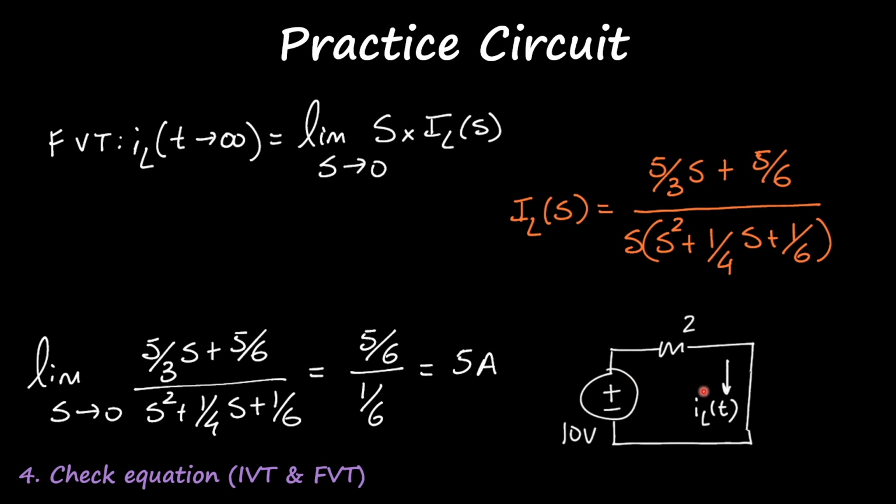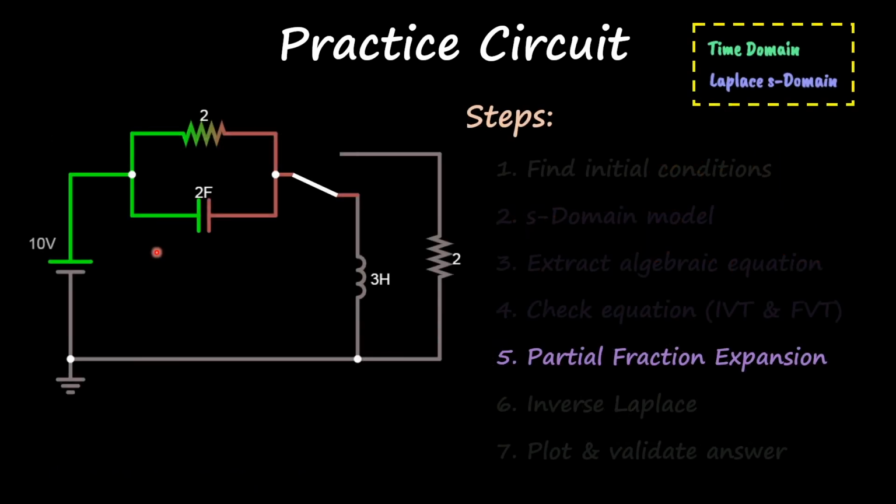If I go back to my circuit, again, the inductor is a short circuit, the capacitor is an open circuit. I get this circuit here, which gives me 10 volts divided by 2, gives me 5 amps, which is the right answer out of my final value theorem. All right, pretty good. So far our equation seems correct, or it's valid with the initial and final value theorem.